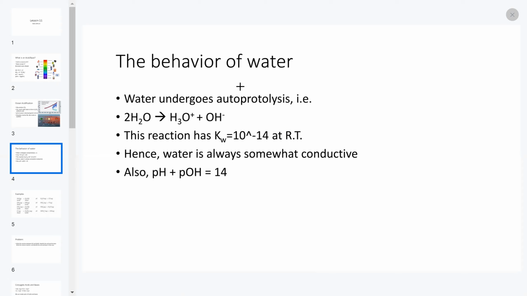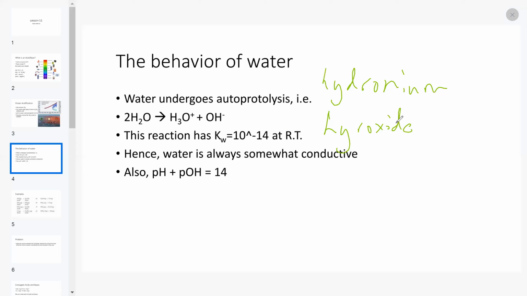So one very important reaction that water undergoes is autoprotolysis. So two water molecules react to form one H3O plus molecule. This is called the hydronium ion, plus one OH minus, a hydroxide ion. So let me write that. Hydronium and hydroxide. So we have the hydronium ion and the hydroxide ion.